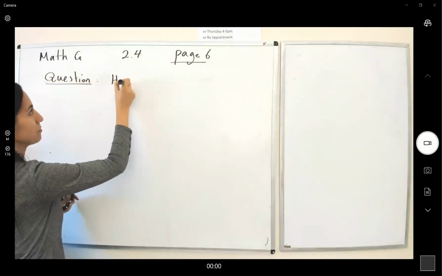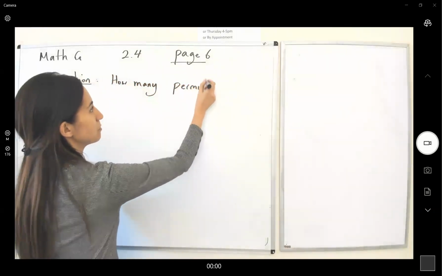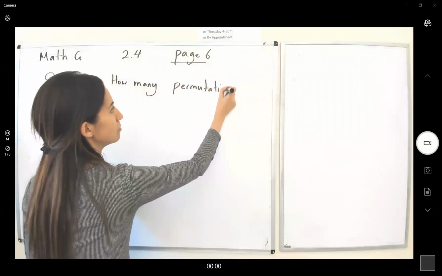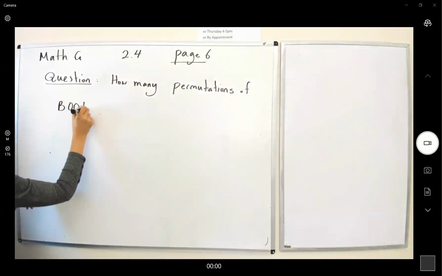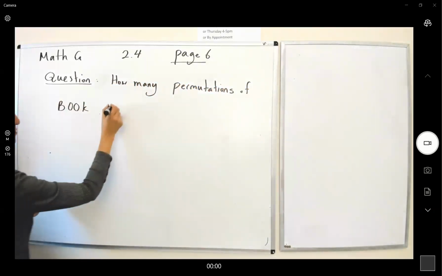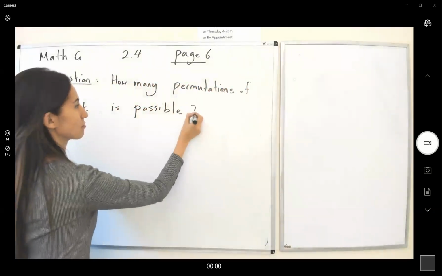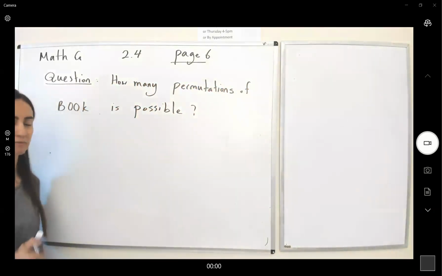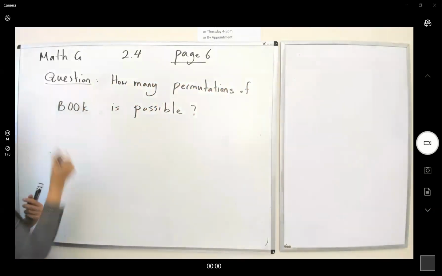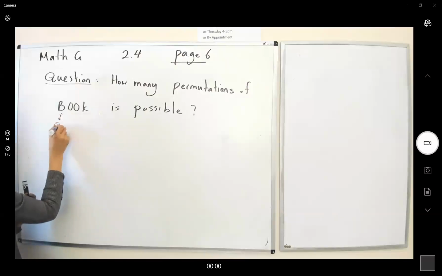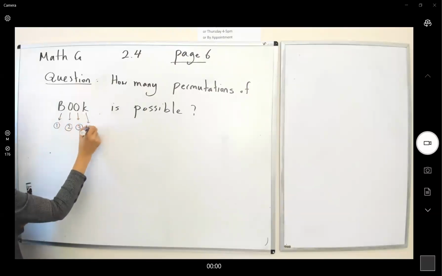How many permutations of the word "book" are possible? Okay, book. How many letters do we have? So you might say, hey, I have B, I have O, I have another O, and I have K.